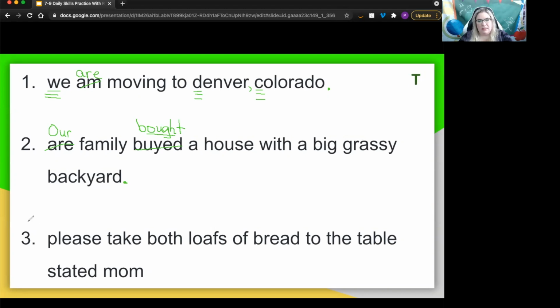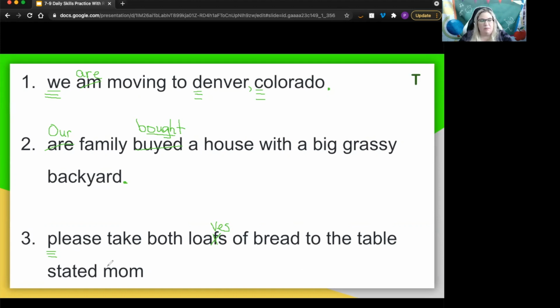And then your last sentence, please take both loaves of bread to the table, stated Mom. Let's start out by capitalizing. Please take both, instead of loaves, when we're changing the word loaf from a singular to a plural, we're going to drop that F, we change it to a V, and then add ES. So this should be loaves. Loaves. Both loaves of bread to the table, stated Mom.